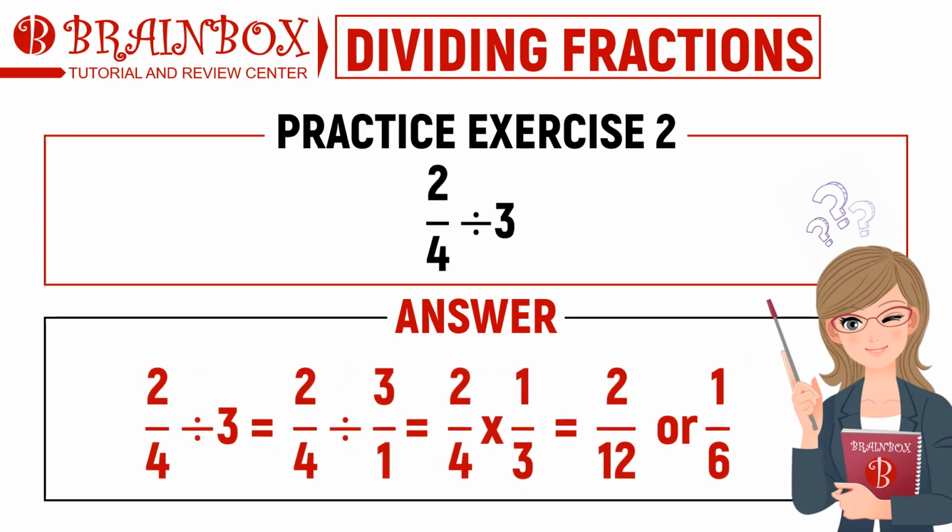Time is up. The correct answer is 1/6. In this exercise, we first convert to a fraction the second number 3, which is 3/1. Inverting it will give us a fraction of 1/3. After which, we can now proceed to multiplication of the fractions, and this should lead us to a final answer of 1/6.